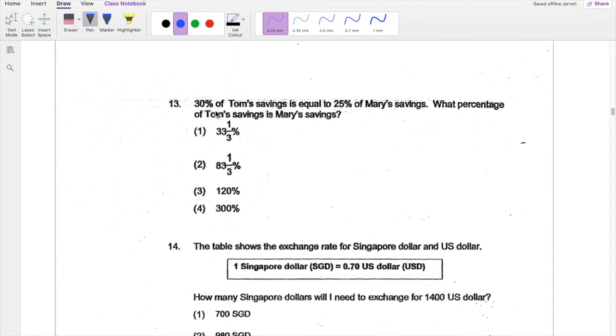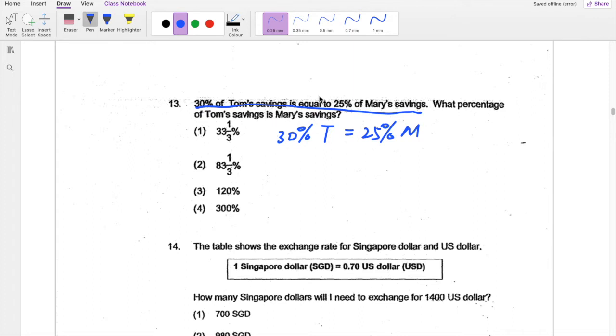Question 13. 30% of Tom's savings is equal to 25% of Mary's savings. What percentage of Tom's savings is Mary's savings? Based on this, we can make a formula. 30% of Tom equals 25% of Mary. So we ask what percentage of Tom's savings is Mary's savings.